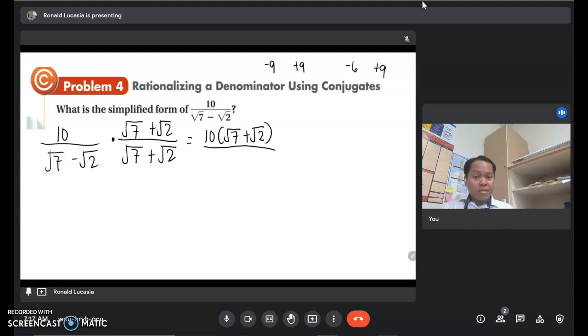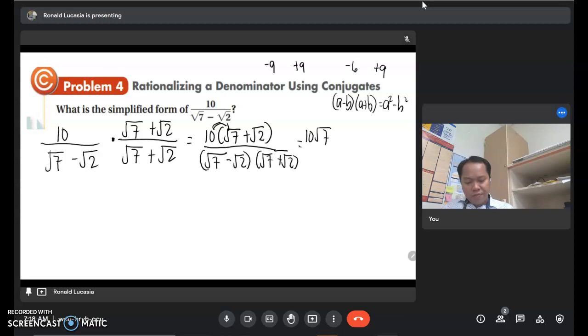Remember the denominator, it's the sum and difference of 2 squares. In our algebra lesson before, it's a minus b, a plus b, that is equal to a squared minus b squared. So that also happens here. The square root of 7 minus the square root of 2, the square root of 7 plus the square root of 2. So distribute. So this is 10 the square root of 7. This is 10 the square root of 2, over the square root of 49 minus the square root of 4.